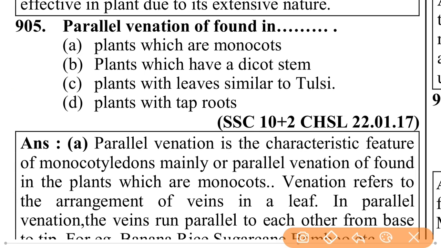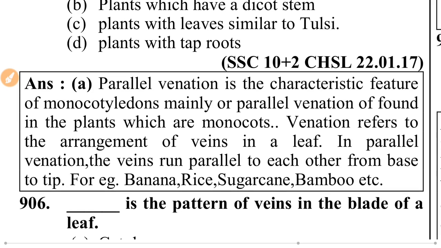Parallel venation is found in plants which are monocots. Parallel venation is the characteristic feature of monocotyledons. Venation refers to the arrangement of veins in a leaf. In parallel venation, the veins run parallel to each other from base to tip. For example, banana, rice, sugarcane, bamboo, etc.